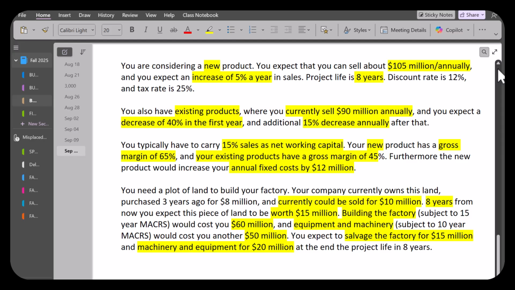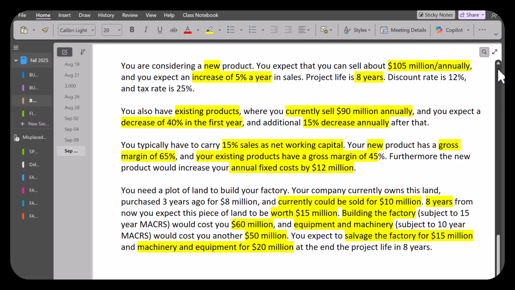When I'm done with the project after 8 years, the factory is not going to be worthless. If nothing, you could pretty much sell it for scraps. And we expect that we could get $15 million. And for the machinery and equipment, we think we can get 20.